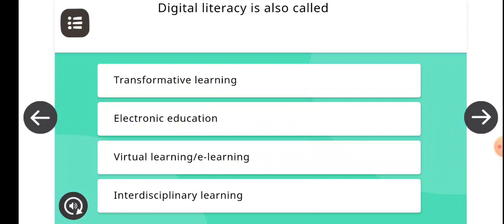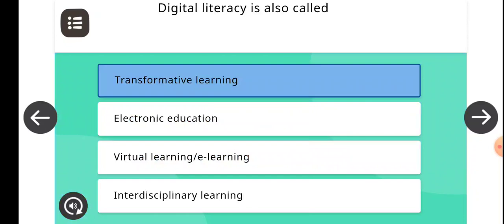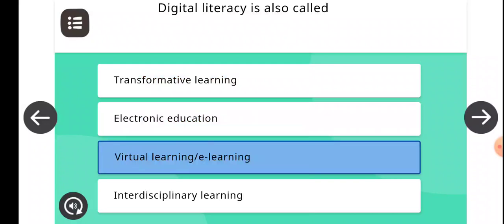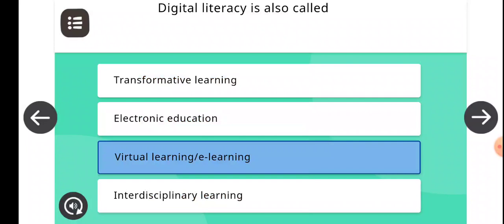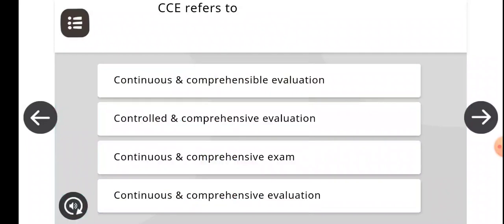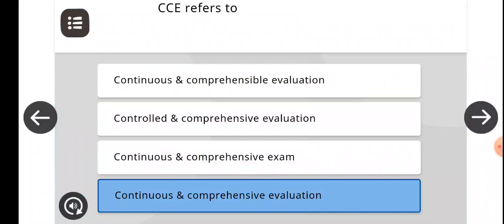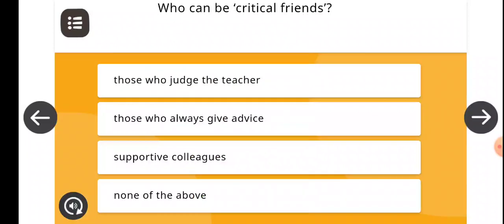Digital literacy is also called, is it transformative learning, or electronic education, or virtual learning, or e-learning, or interdisciplinary learning? Virtual learning is the right answer. CCE refers to, as you know, continuous comprehensive evaluation.